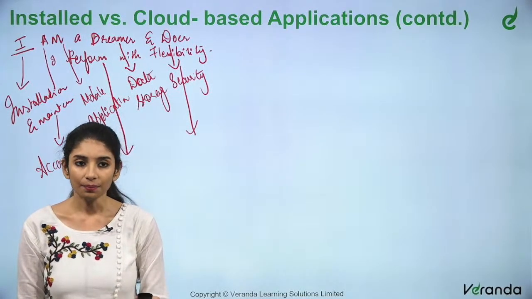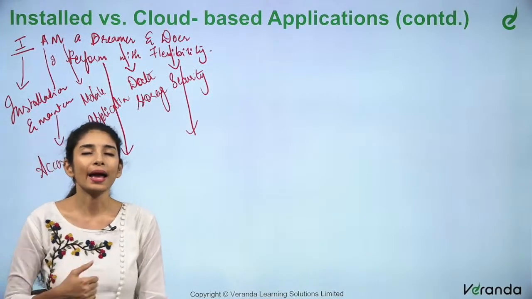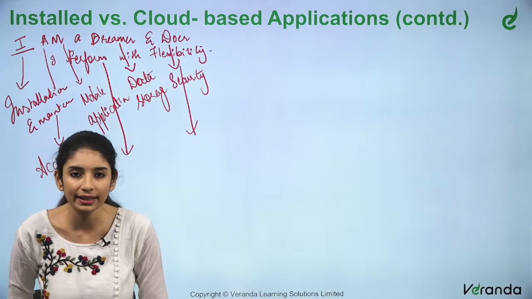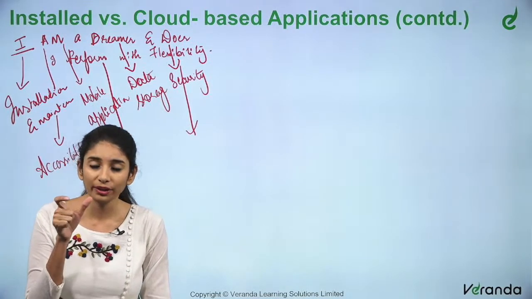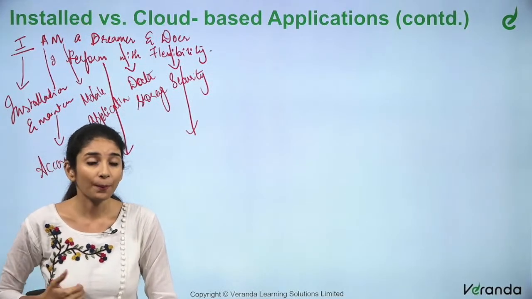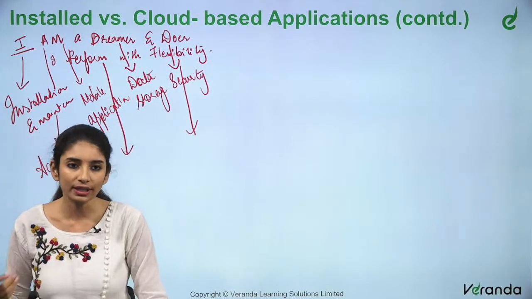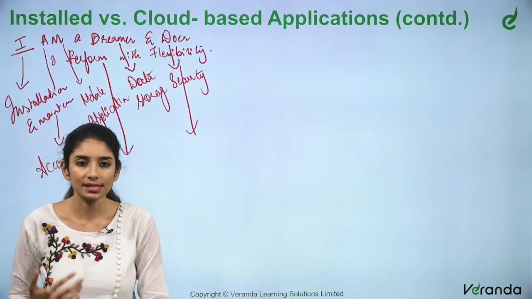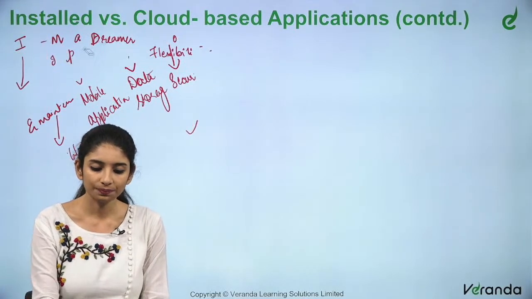Alright, let us see the points. Are you all able to remember the side headings? I am a dreamer and doer. I perform with flexibility. I stands for installation and maintenance. A stands for accessibility. Is it only when you're in office, or is it 24 into 7 into 365? Accessibility. M stands for mobile application. D for data storage, D for data security. Perform means performance. Flexibility, the word is flexibility. Clear with the points? Yes, can we move on?